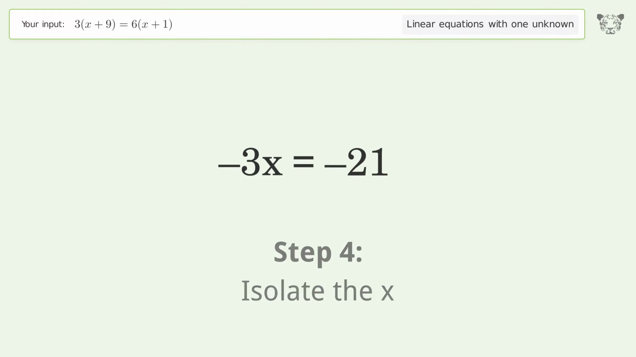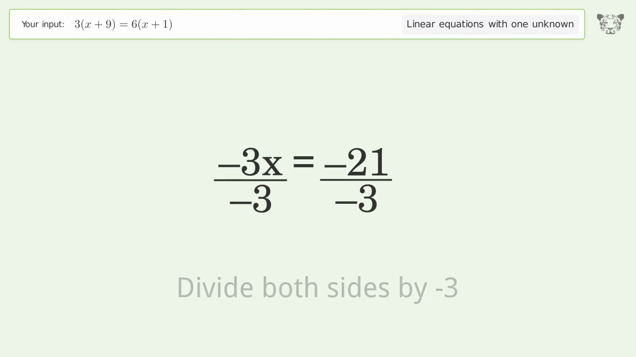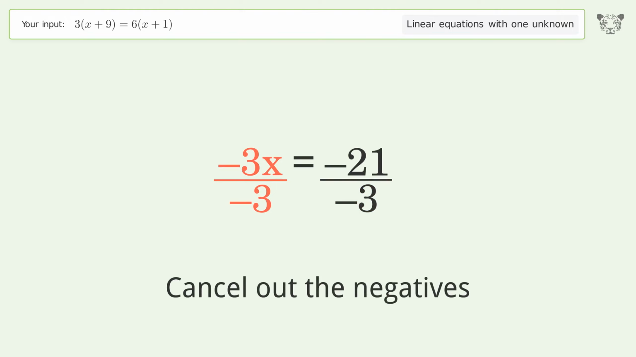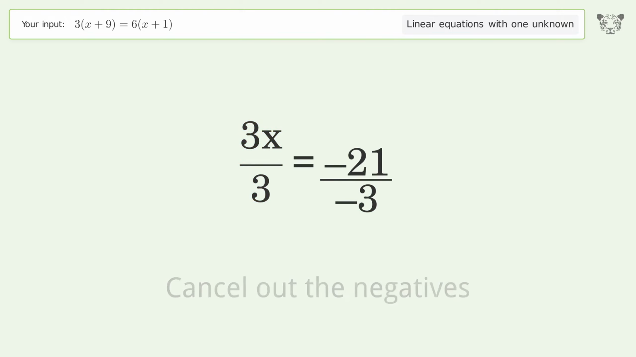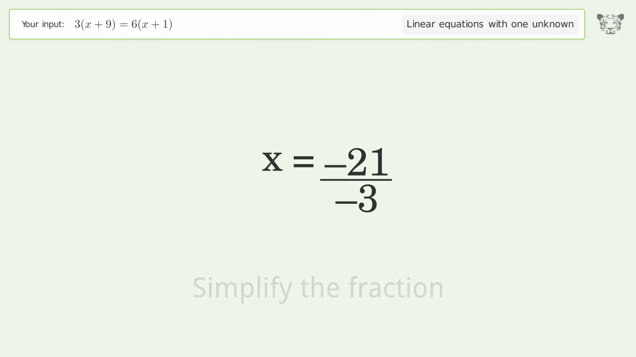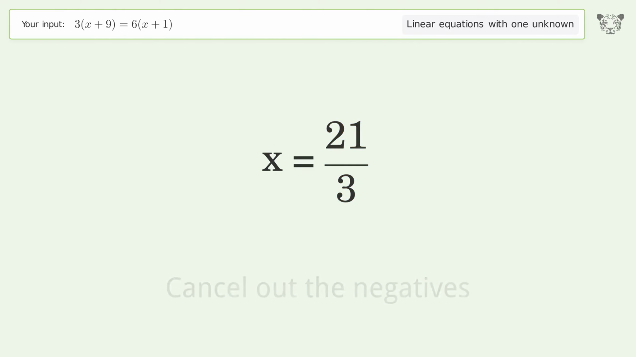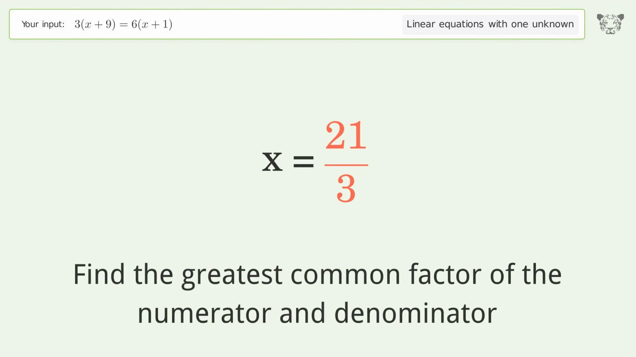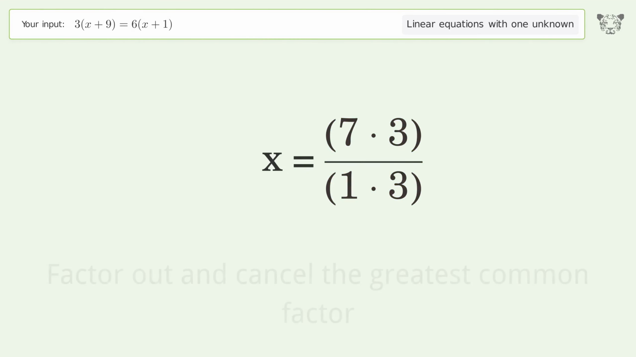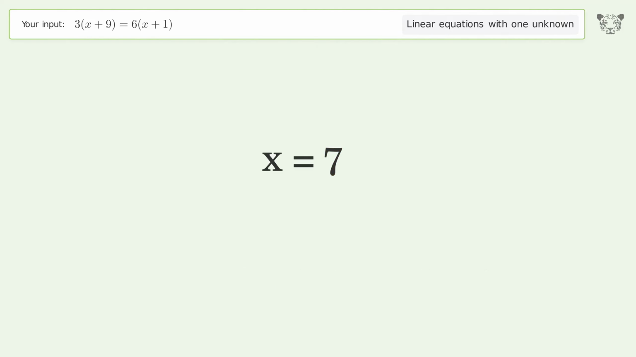Isolate the x. Divide both sides by -3. Cancel out the negatives. Simplify the fraction. Cancel out the negatives. Find the greatest common factor of the numerator and denominator. Factor out and cancel the greatest common factor. And so the final result is x equals 7.